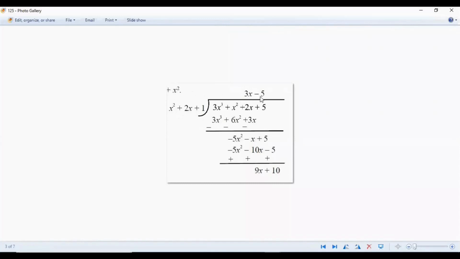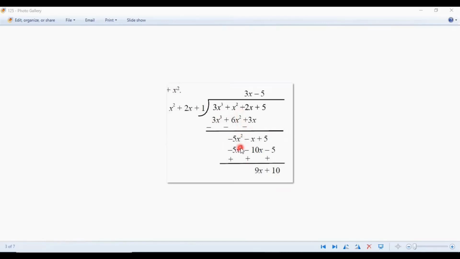Then to balance, you want to multiply the second and third terms of the divisor with 3x. So 3x into 2x is plus 6x square, and 3x into plus 1 is plus 3x. Okay, then you will draw a line and you will subtract. So first term will be 0, then x square minus 6x square.